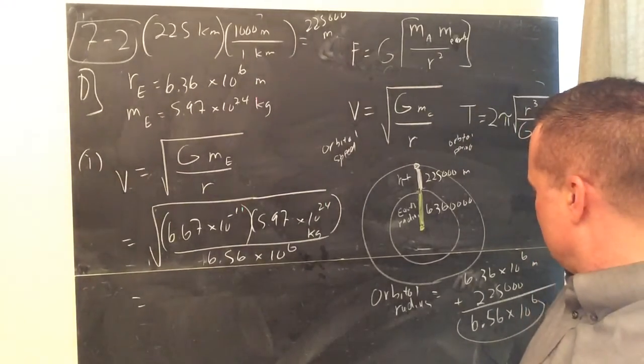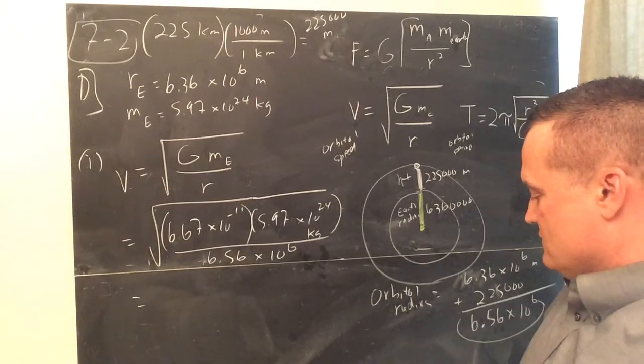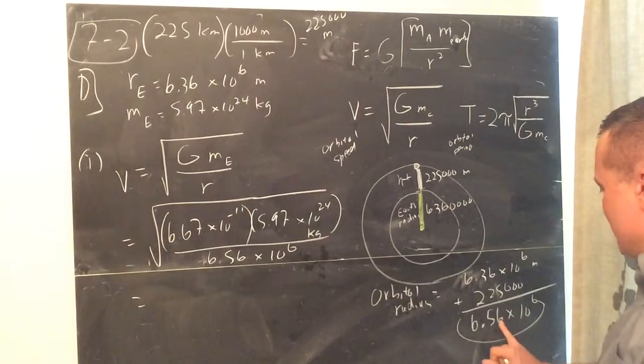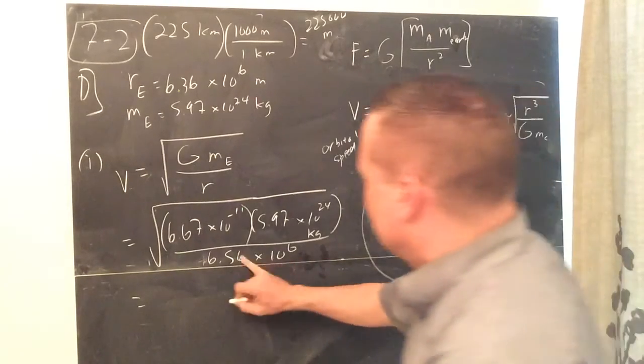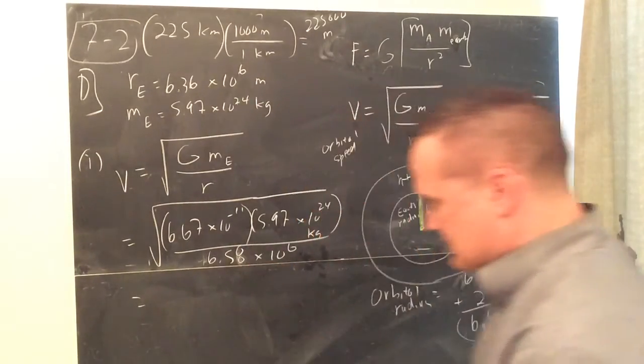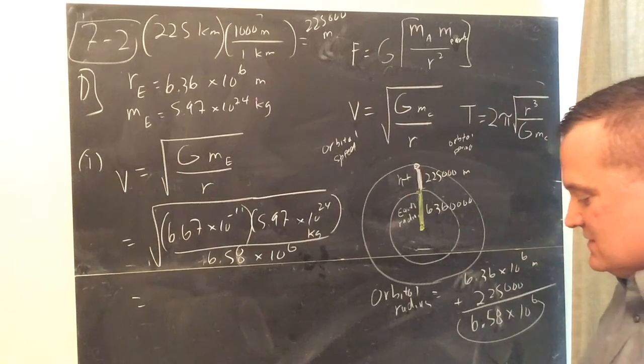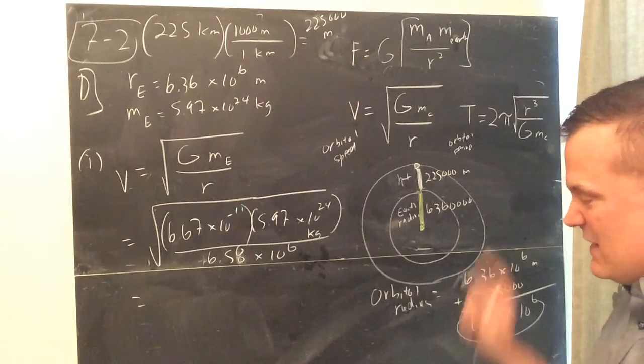So, that number, 6.5. You know what? It's actually 6.58. I wrote it down wrong. Good grief. Okay. It's 6.58 times 10 to the 6. Or 5.9, really. Well, we'll just go with 5.8.